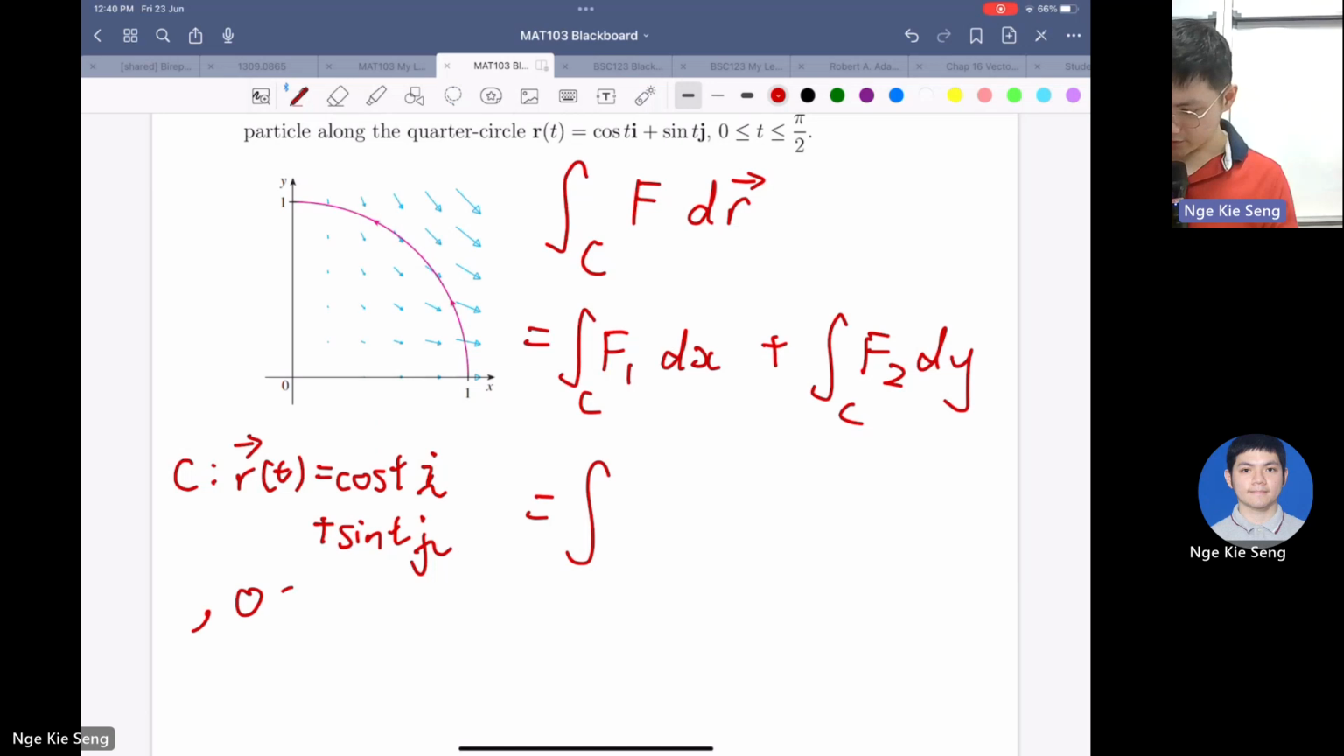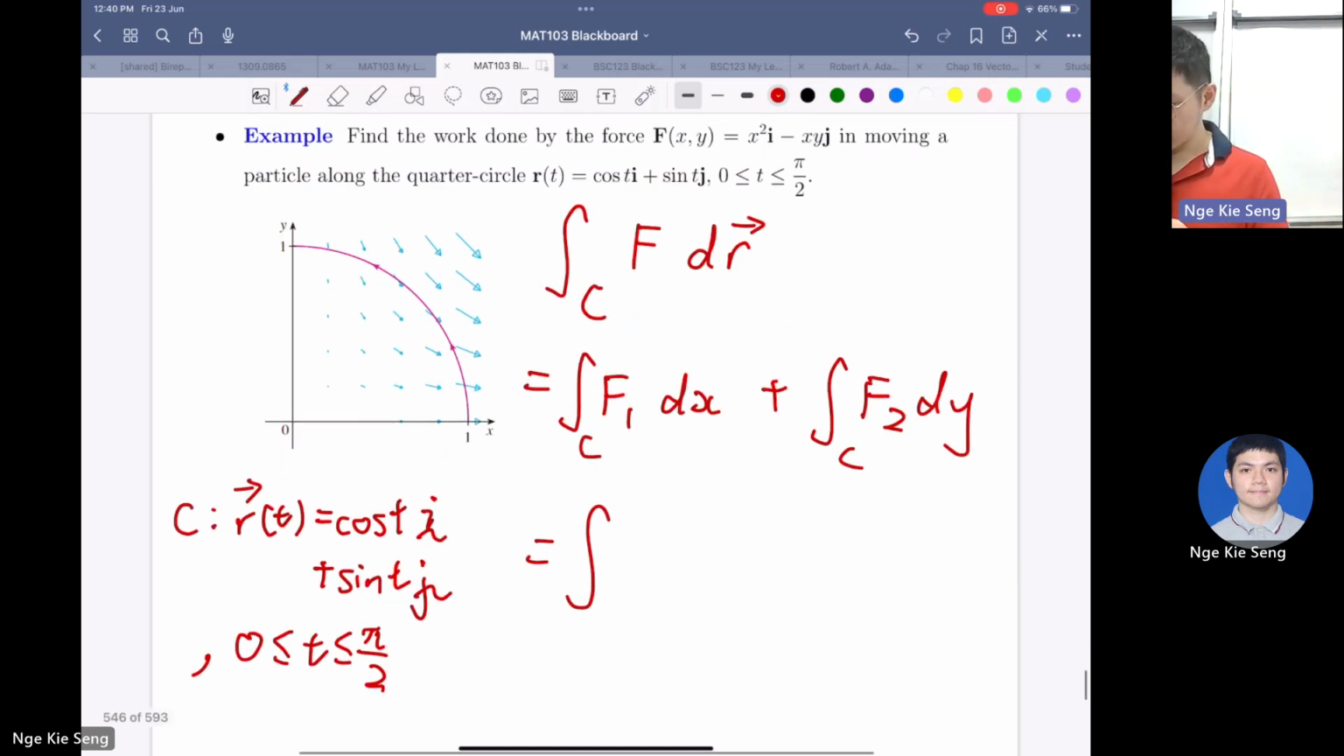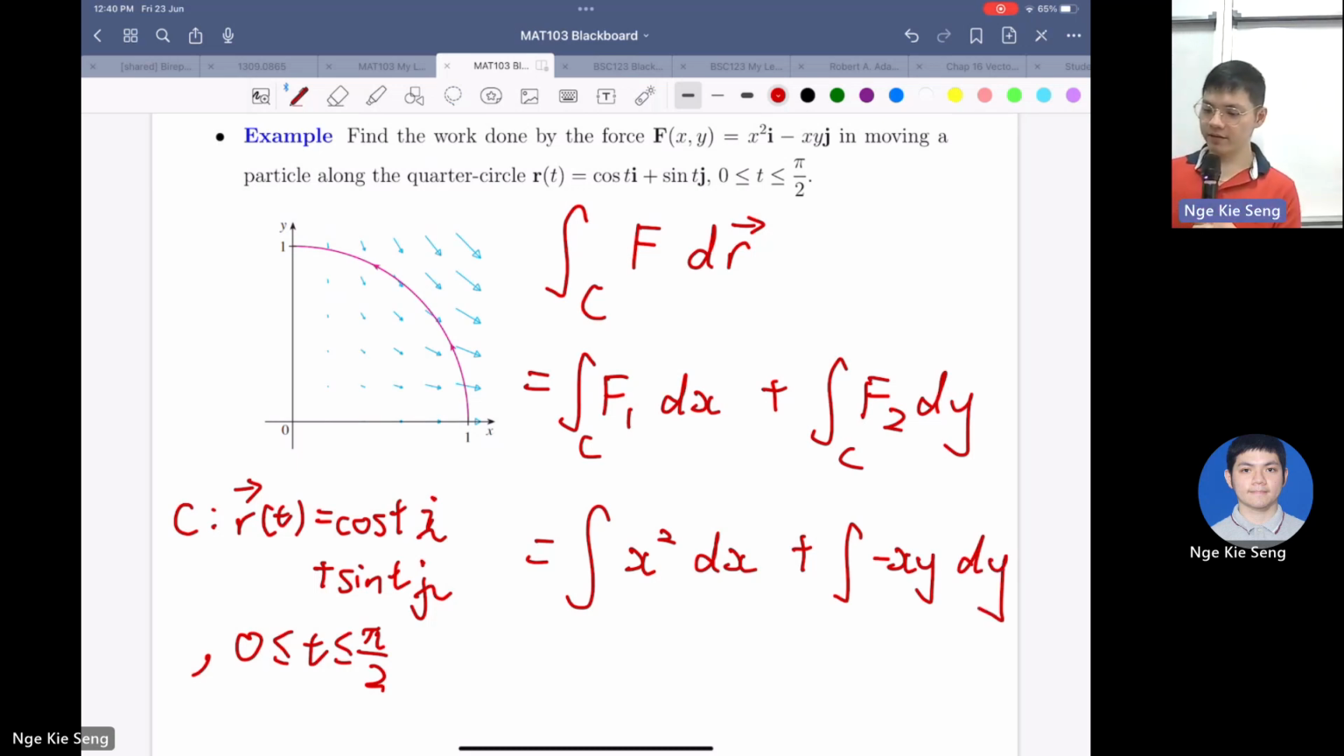For t going from 0 to π/2. Okay, so this is our C. If we want to integrate with respect to x, what do I have? f1 is x², let's write it down first, and then f2 is minus xy. Okay, so this is it. We have C.